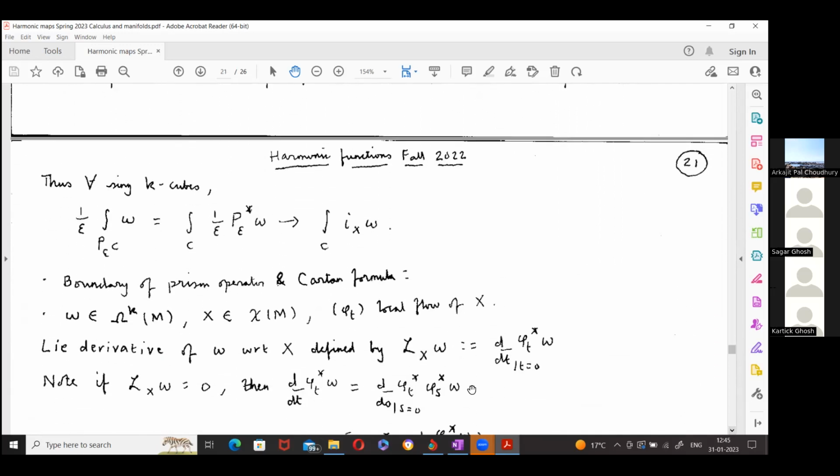Therefore, if I take any singular k-cube C, and look at the integral of omega over P epsilon C, this very thin cube, and divide by epsilon, this is equal to the integral over C of 1 over epsilon P epsilon star of omega. And that converges, this integrand converges to I_X omega. So this converges to the integral over C of I_X omega.